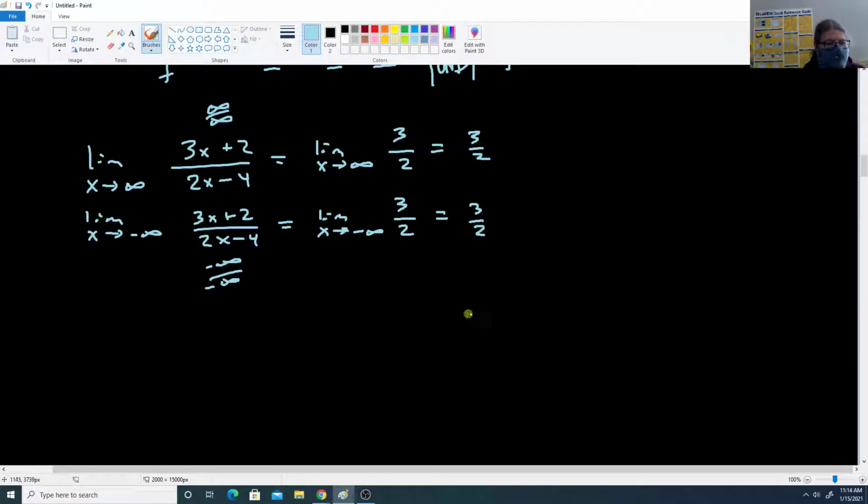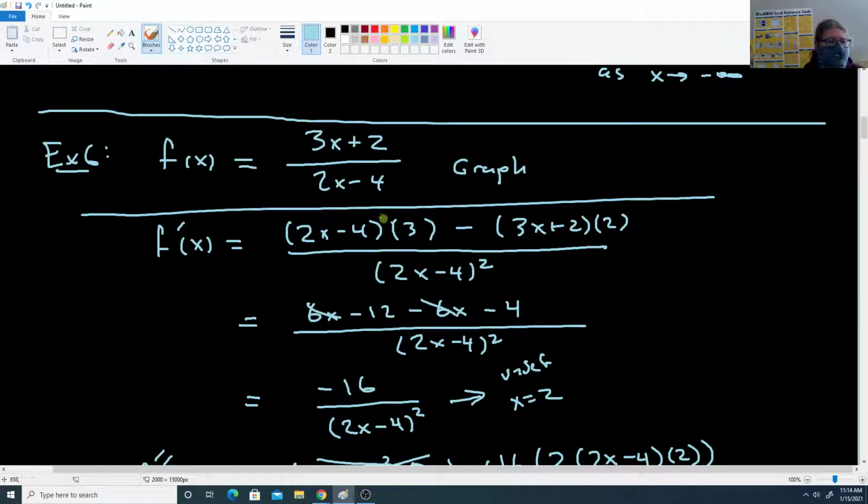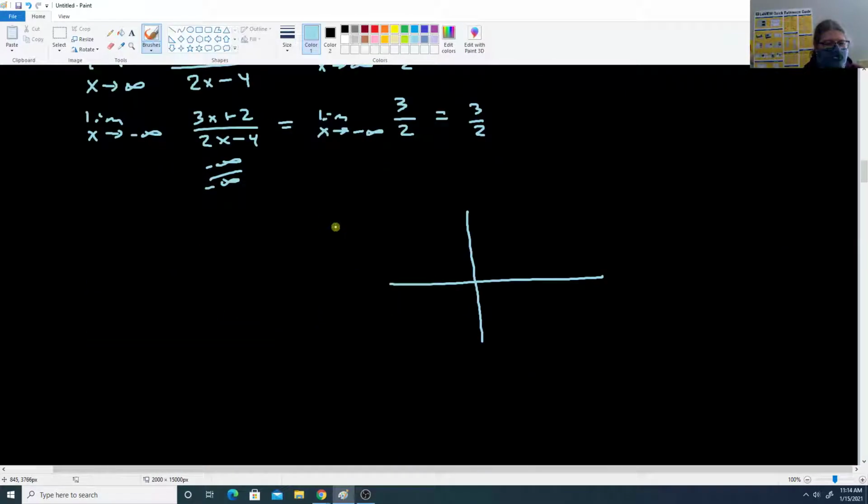So let's see what we have. In the original function, where you get division by 0 at 2, there's going to be a vertical asymptote there. So we have a vertical asymptote at 2. At 3 halves, we have a horizontal asymptote. So 3 halves is 1.5. I put a dotted line through there.